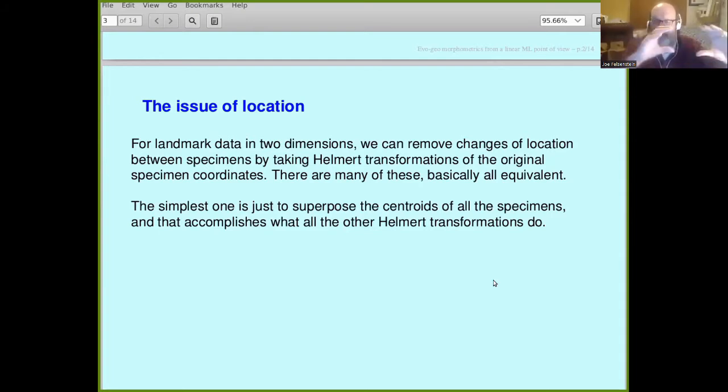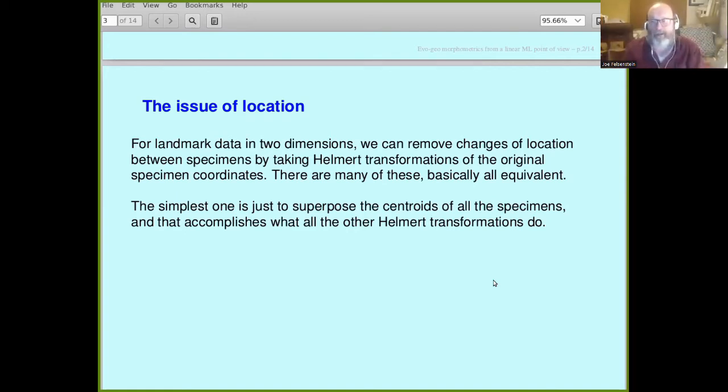The form has a location in your space, whatever space that you're digitizing in. And that location is not a property of the organism, but is a property of the person who did the digitizing. And the way of getting around that is well known, is to do what are called Helmert transformations. And that's a whole machinery.